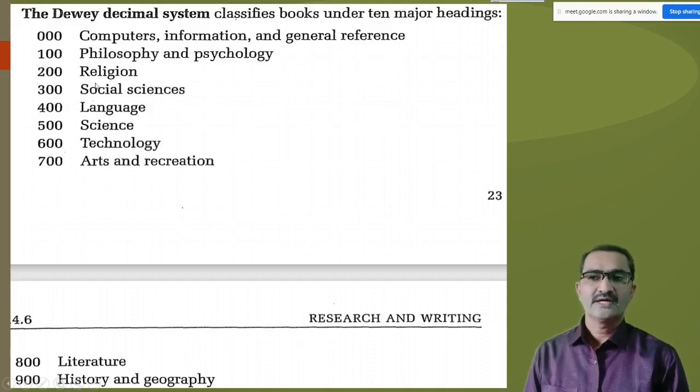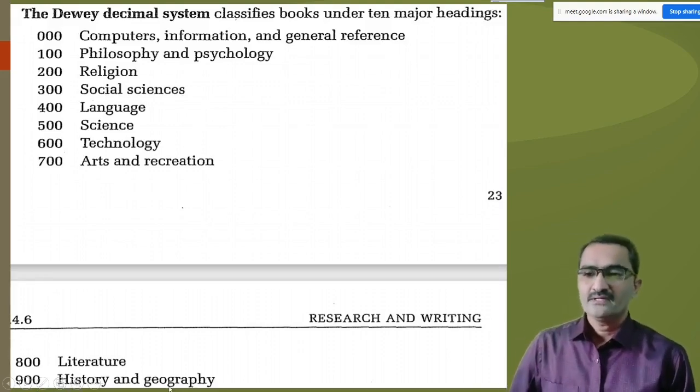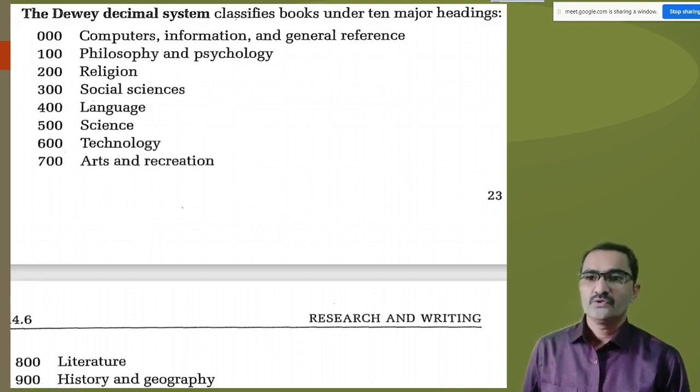200 to 299, religion. 300 to 399, social sciences, like this. And 400 to 499, language. Okay. Then science, technology, arts and recreation. 800 to 899 is literature. Then you can see 900 to 999, history and geography.